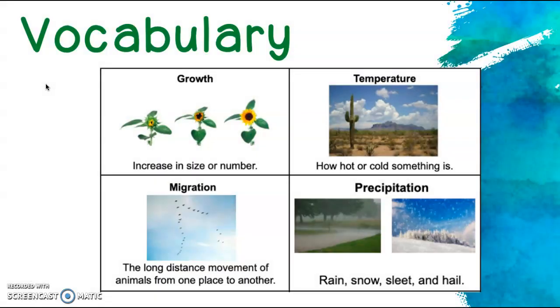We also have growth in the top left, increase in size or number. In the bottom left, we have migration, the long distance movement of animals from one place to another. In the top right, we have temperature, how hot or cold something is. And in the bottom right, we have precipitation, which is rain, snow, sleet, and hail.